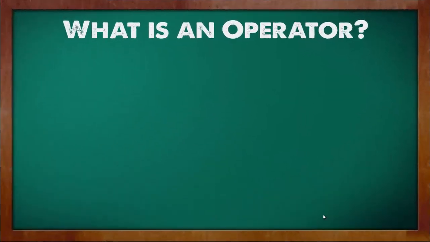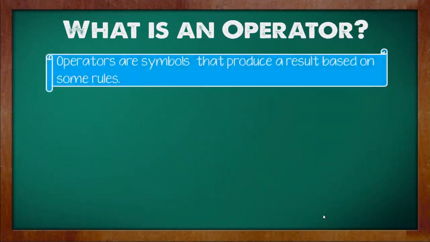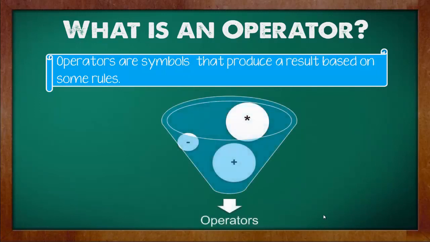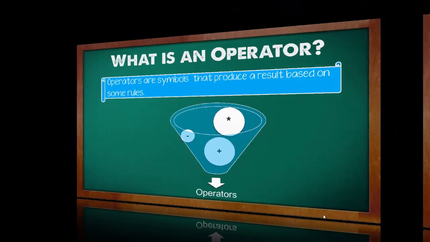Today's learning objectives are: what is an operator, types of operators, and control statements. First we'll start with what is an operator. Operators are like symbols. An operator helps us in developing an expression and evaluating an expression. That is the main use of operators, and it produces some kind of result based on our expression.